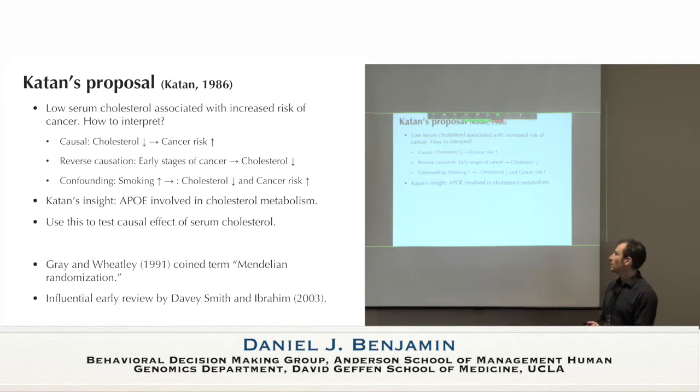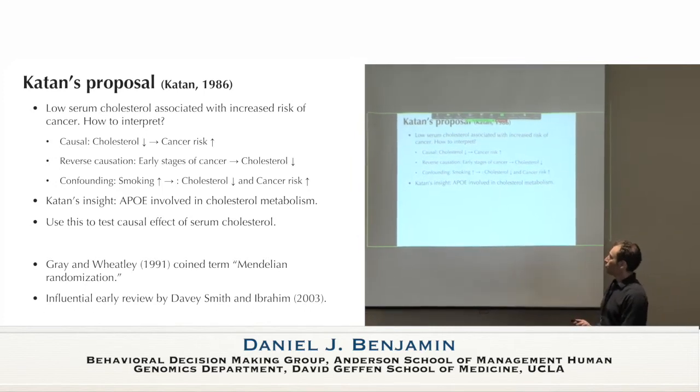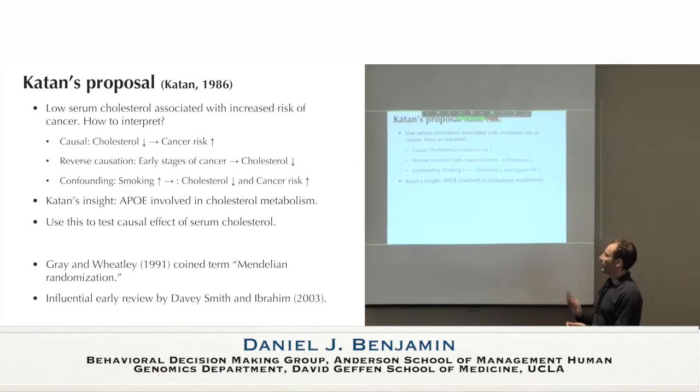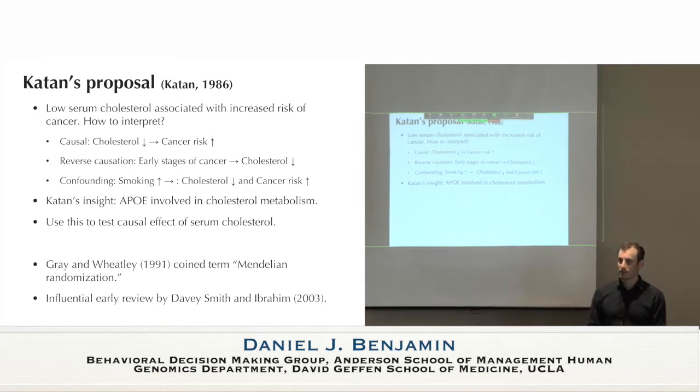this gene, ApoE, is involved in cholesterol metabolism. Now, we talked about ApoE being involved in Alzheimer's disease. It turns out it's also involved in cholesterol metabolism, and in fact, that may be part of the mechanism by which it affects risk of Alzheimer's disease. So what might you do? How might you take advantage of this insight to try to disentangle the causation?